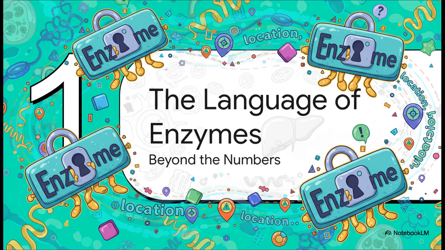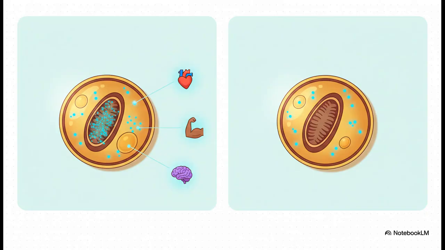I'm telling you, the secret to cracking any lab report isn't about memorizing every single normal value. It's about understanding why an enzyme is high in the first place. And the answer, my friends, is always location, location, location. Just look at the difference here.